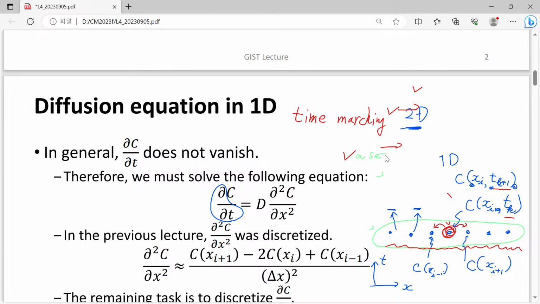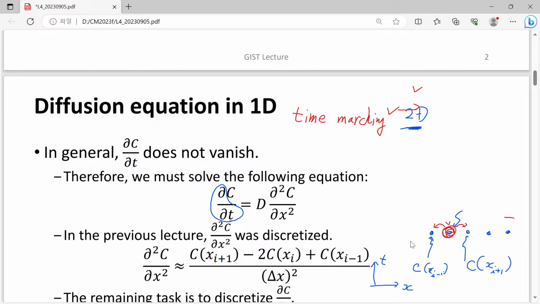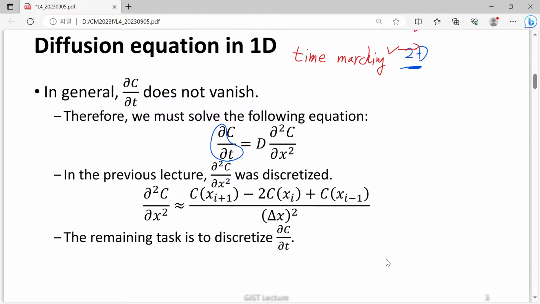So now, if we adopt this kind of time marching approach, then what we have to do is try to solve the system at a given time. When the solution at the given time is obtained, then we can march the time, then calculate another solution at a different time instance. So that is the way we do.